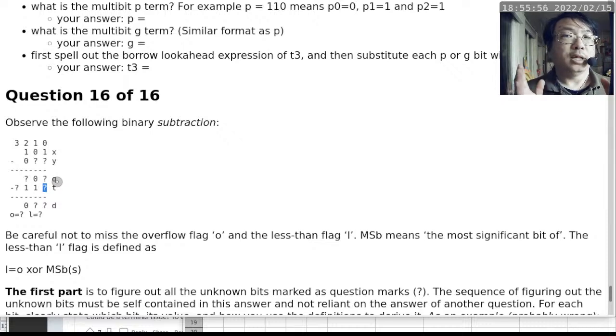But the carry bits, the borrow bits, and the overflow bits are the bits that give you the most information. The L flag is important too because it's the exclusive OR between the sign, which is this bit over here, and the overflow flag over here. So depending on which question and how it is asked, the L flag can also be very, very useful.